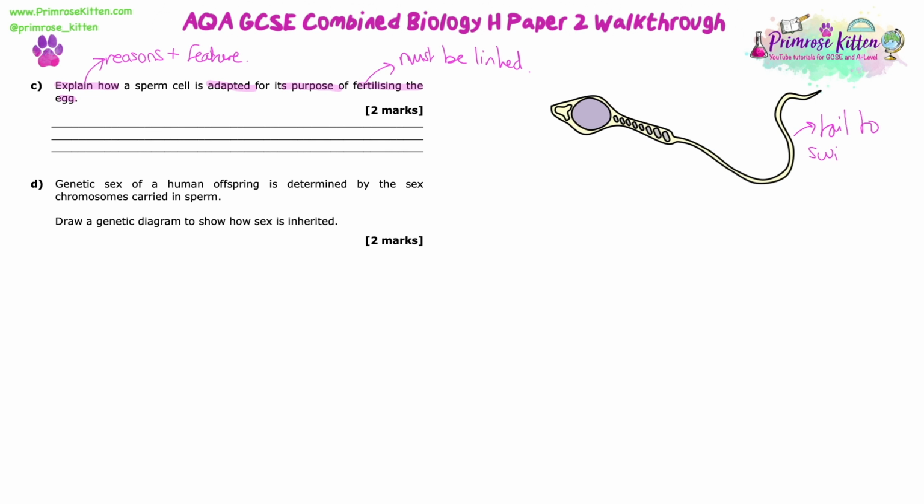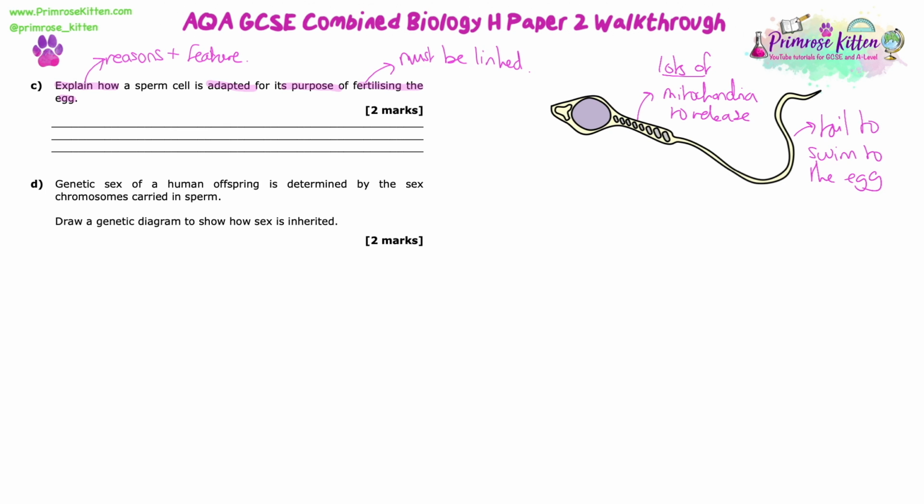Okay, so I've got a diagram of the sperm cell to remind us what we're dealing with. So they have a tail to swim to the egg. That's a unique feature of sperm cells because not all eukaryotic cells have a tail. They also have lots of mitochondria. Now, the lots of is really important because every eukaryotic cell has mitochondria.